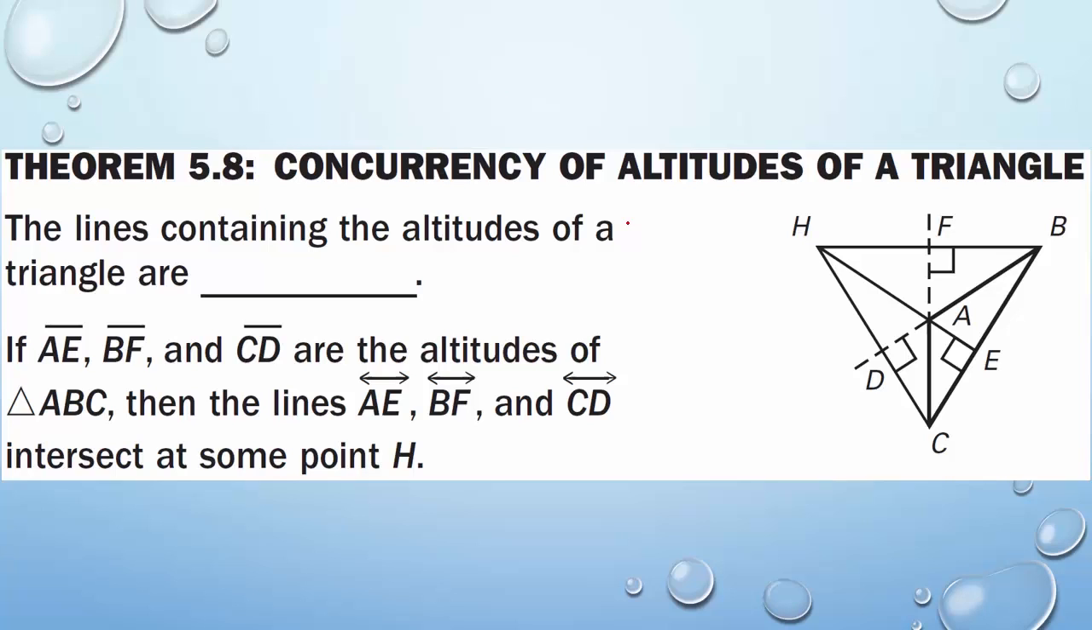Concurrency of altitudes of a triangle. The lines containing the altitudes of a triangle are concurrent. So if line segment AE and line segment BF and line segment CD are altitudes of triangle ABC, then line AE and line BF and line CD intersect at some point H.